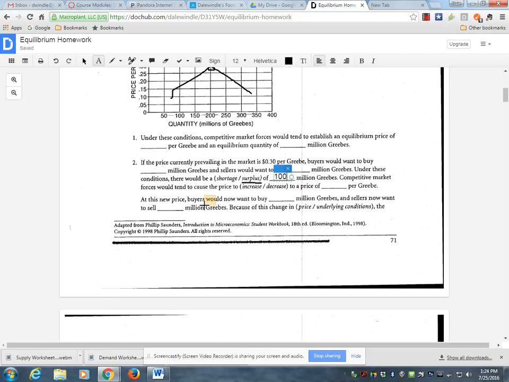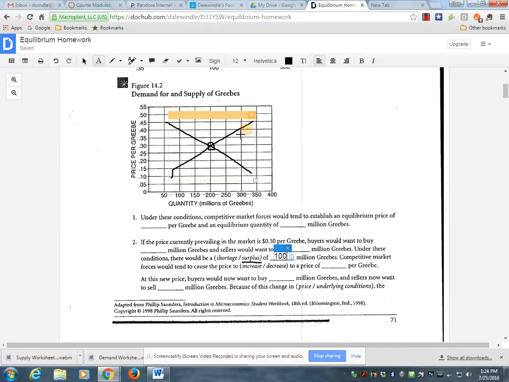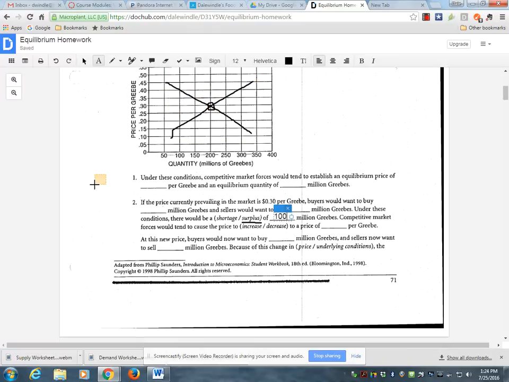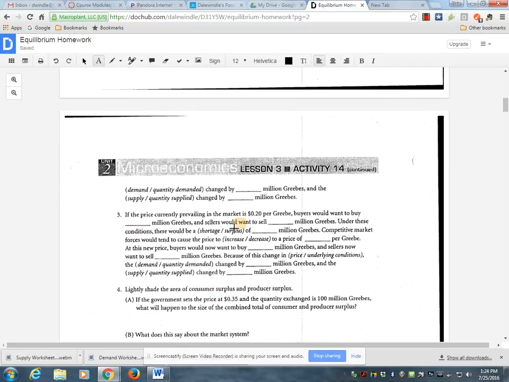And then competitive market forces want the price to do what? They want to go back to equilibrium. In this case, from here down to here, it's going to be a decrease back to the equilibrium, and it wants you to state the equilibrium price and quantity here again. And then here it's saying the price is 20 cents. So you've got a shortage situation.